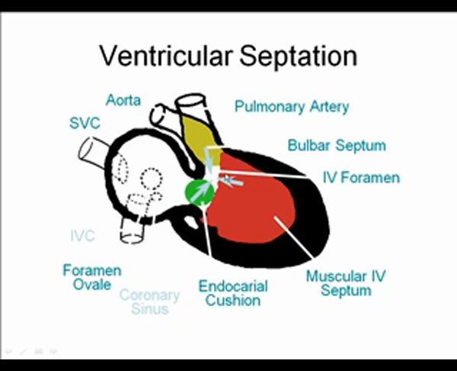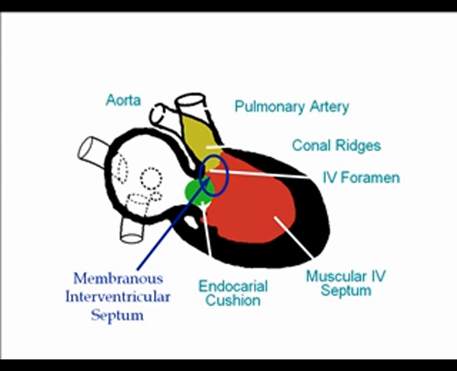So these three components then contribute to the membranous septum, that is the bulbar septum, the interventricular septum, and the endocardial cushion tissue. They will all form the membranous interventricular septum.